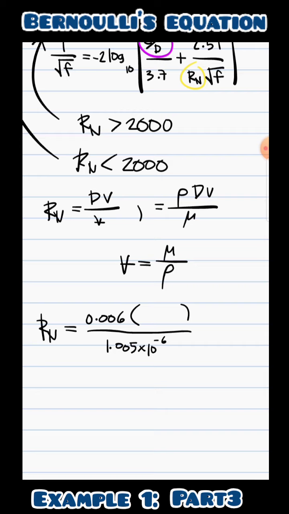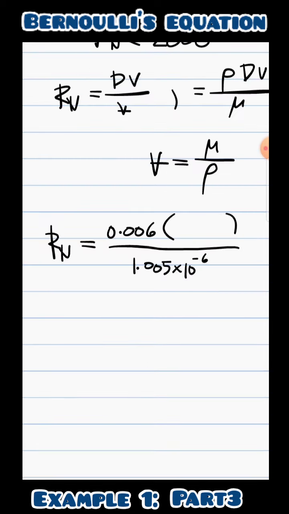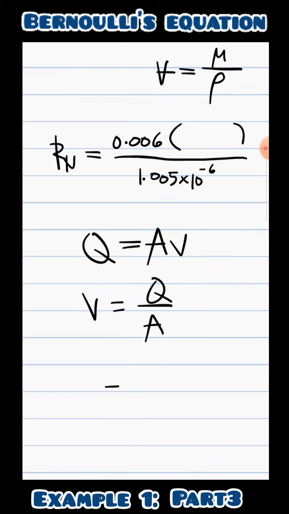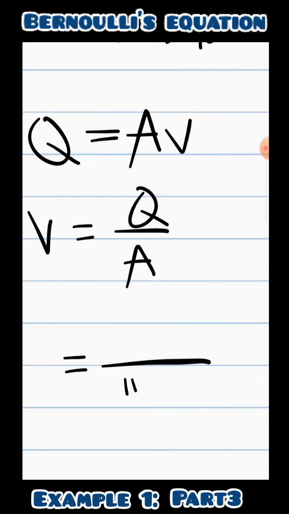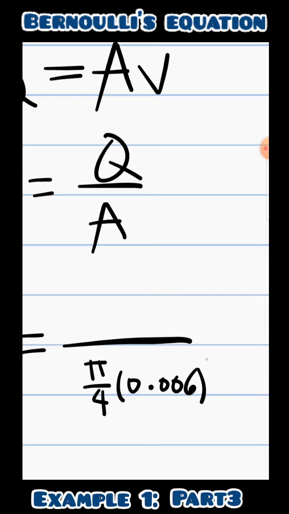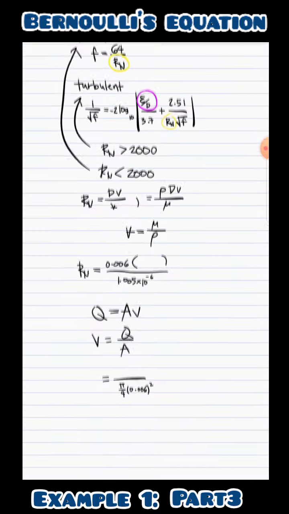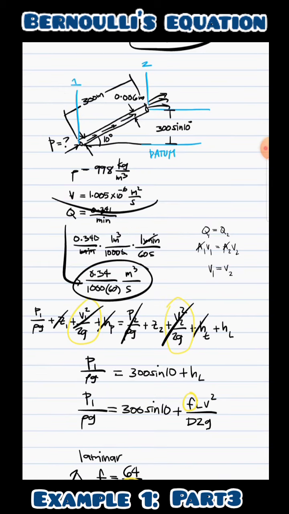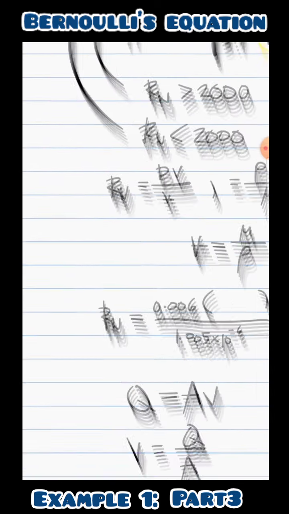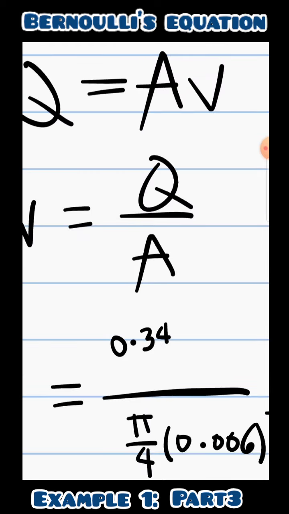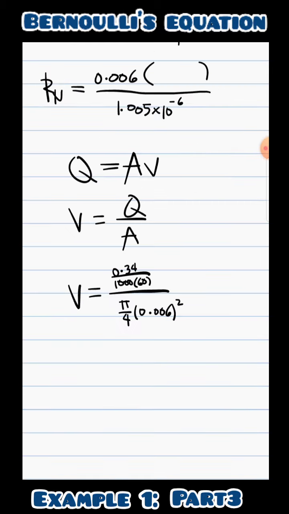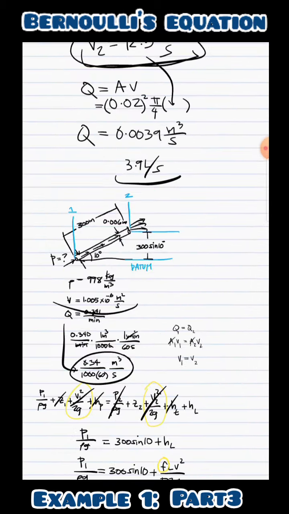I can say yes, because we're given the flow rate and the diameter of the pipe. With that information, since we know Q is equal to AV, then V is equal to Q over A, right? And our A here is pi by 4 times the diameter, which is 0.006 squared. And our Q is the Q that we solved in the first part, which is 0.34 over 1000 times 60 cubic meter per second. So here, this is our velocity, or the velocity of the fluid moving here.